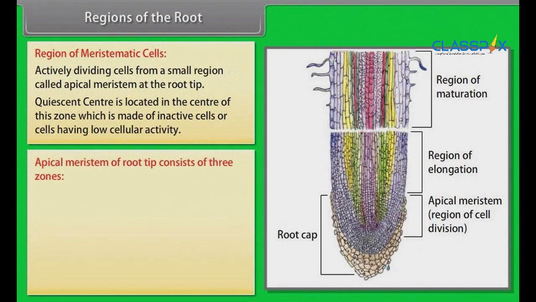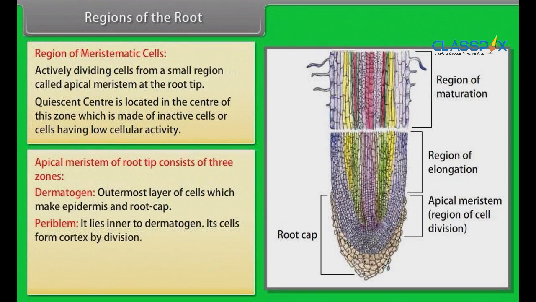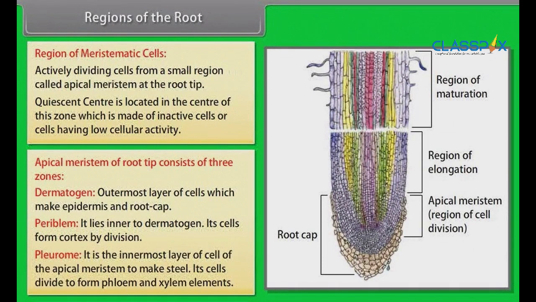Apical meristem of root tip consists of three zones: Dermatogen, the outermost layer of cells, which make epidermis and root cap. Periblem, it lies inner to dermatogen. Its cells form cortex by division. Plerome. It is the innermost layer of cells of the apical meristem to make stele. Its cells divide to form phloem and xylem elements.